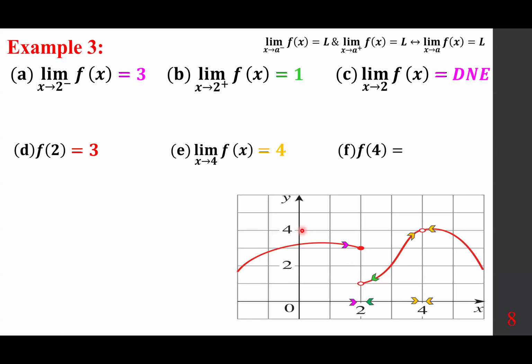Now, what is f of 4? We look for a solid point. It doesn't exist. It's undefined. But the difference again is this is a jump, and we can't fix this discontinuity. But this is called a removable discontinuity. All you have to do is define f of 4 to be equal to the limit, and then it becomes continuous.